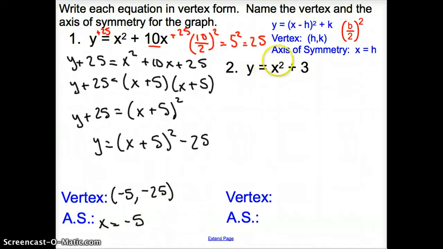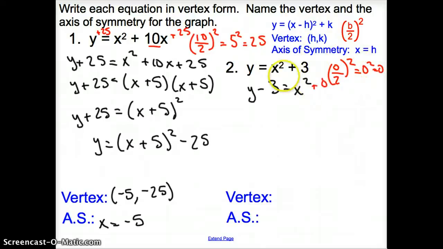Now let's try another one. Number 2. Here we have x squared plus 3. Remember, we always want to add or subtract the constant to the other side right away. So what I have to do is subtract it over. So now I have y minus 3 equals x squared. What's our next step? Our next step is to divide b by 2 and square it. So is there a b term? I cannot find a b term, so if you cannot find a b term, what is nothing in math again? It is 0. We divide it by 2, we square it, so it's going to be 0 squared, and 0 squared is still 0. So I'm going to add 0 to both sides.